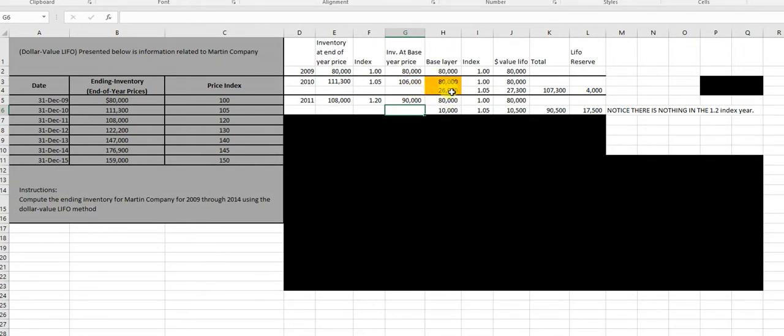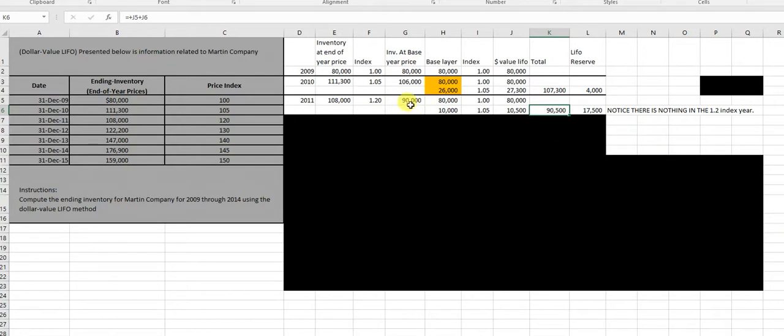So I have 80,000 there. I don't need all 26,000. I only need 10,000 of them. So I have 80,000 at the 1 and I only have 10,000 at the 105 price index. So I multiply them: 80,000 times 1, 10,000 times 1.05 to get 10,500. And so I have 90,500 of those two added together. And my LIFO reserve of 17,500 is my 108,000 minus my 90,500.